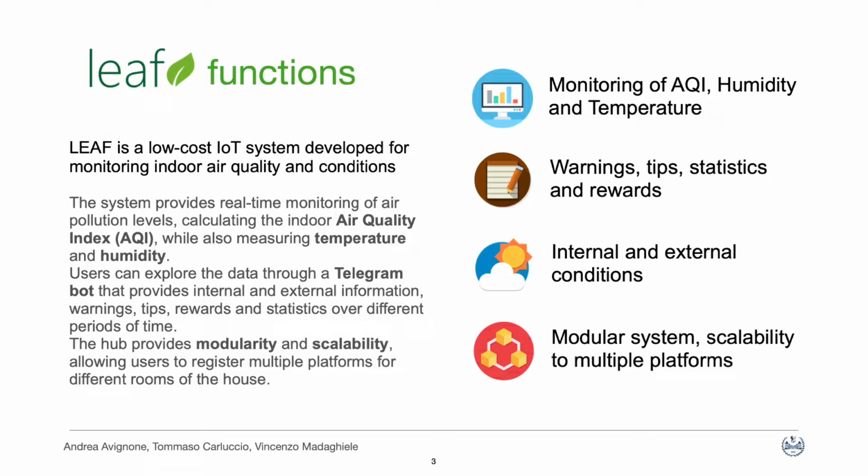The purpose of our LEAF IoT platform is to easily provide awareness of air conditions. The platform measures in real time air quality index, humidity and temperature indoors and makes them available to the users through a Telegram bot, providing also periodic statistics, warnings, tips and rewards. Users are able to combine multiple platforms for different rooms of the house and register multiple accounts, making the system modular and adaptable.